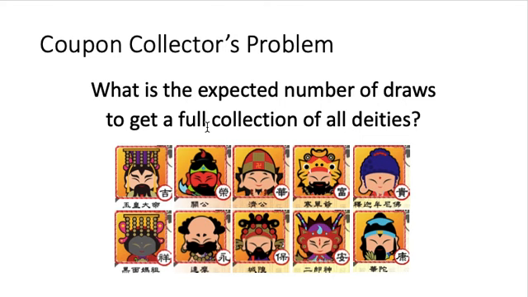You want to make a full collection. So we want to find out the expected number of draws to get a full collection of all the deities. Notice that the first time we may draw a certain deity, and the second time it is all random again, so we may be drawing the same deity again and again. In the worst case, the number of draws to get a full collection will be infinite. But if we are very lucky, then we just need 10 draws to get all these 10. So we want to find out the expected number of draws that we need.